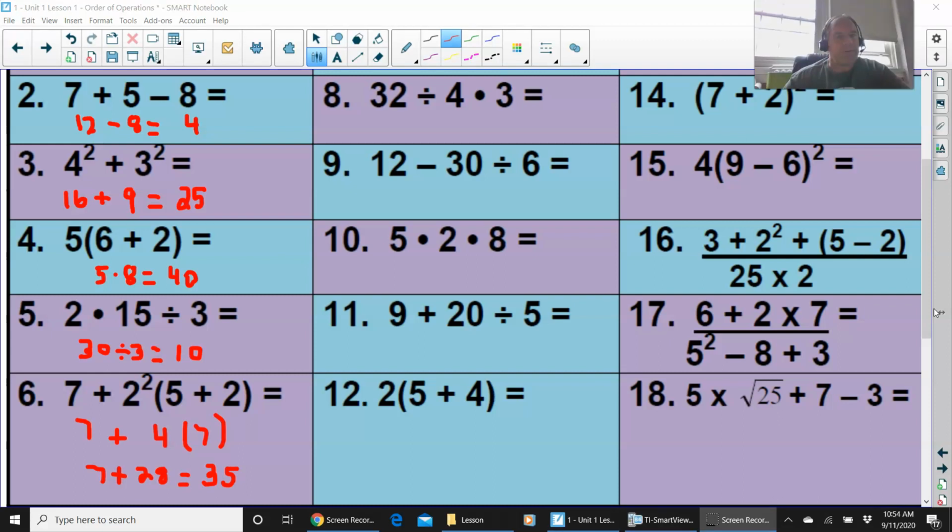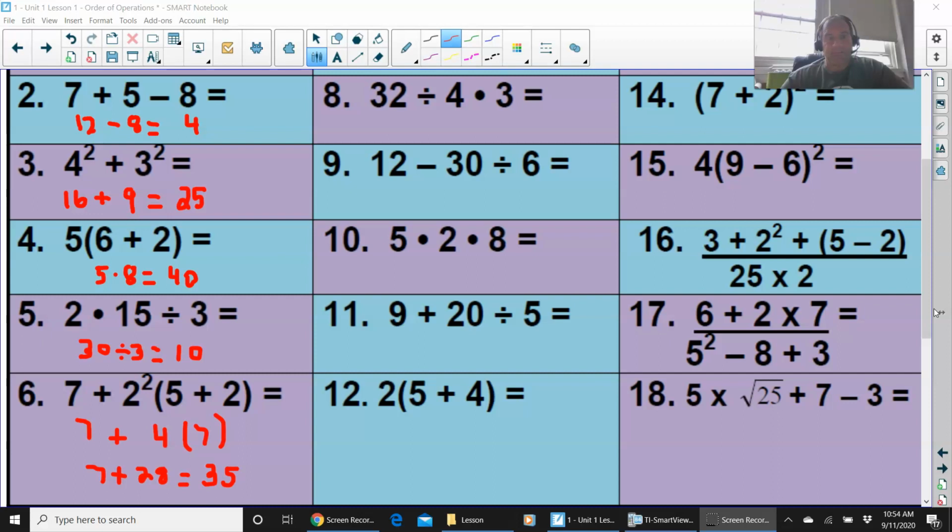So we have 2 times 15, which is 30, and then 30 divided by 3, which is 10. All right, and then number 6, which is the most difficult one by hand.